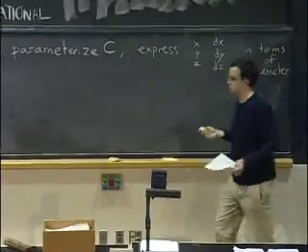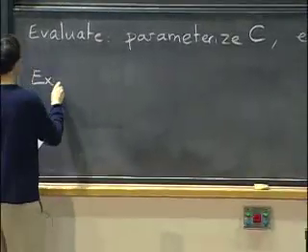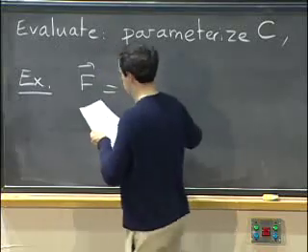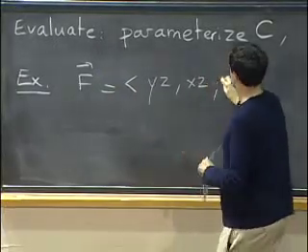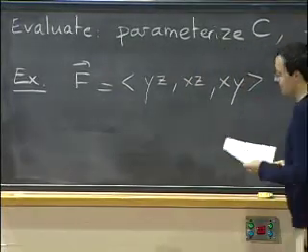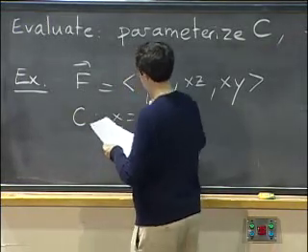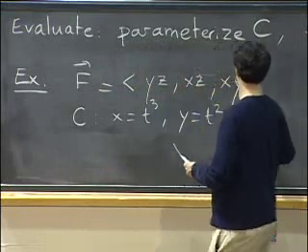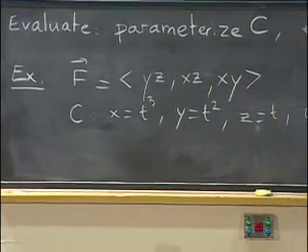Okay, so let's do an example, just to convince you that you actually know how to do this, or at least you should know how to do this. Let's say that I give you the vector field with components yz, xz, and xy. And let's say that we have a curve given by x equals t cubed, y equals t squared, z equals t, for t going from 0 to 1.